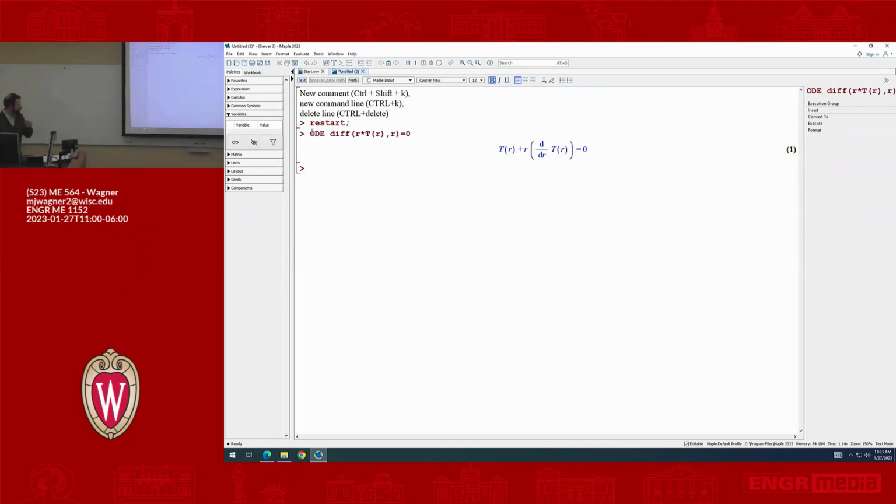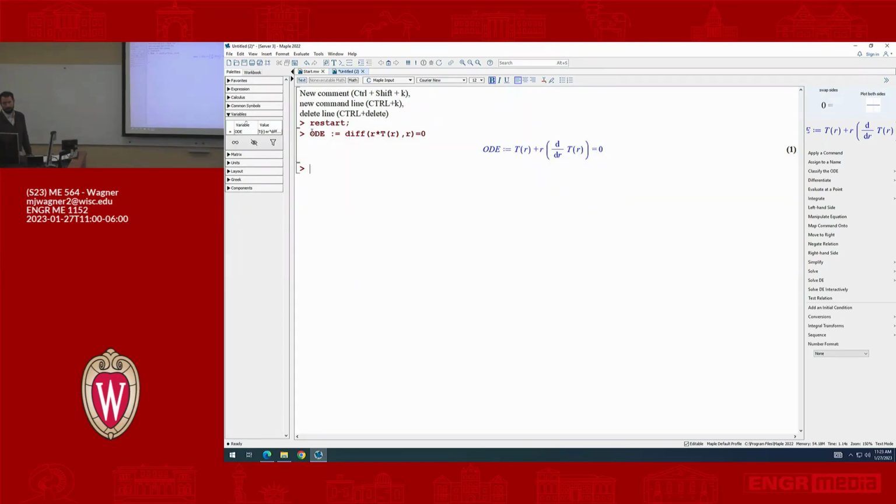So for ODE, to assign a name to something, the way to do that is colon equals together like that. And so ODE is going to be the name I give to that stuff. Anytime I use that in the future, it will just substitute in the stuff for the name. All right. Let's see. So I have that ODE.